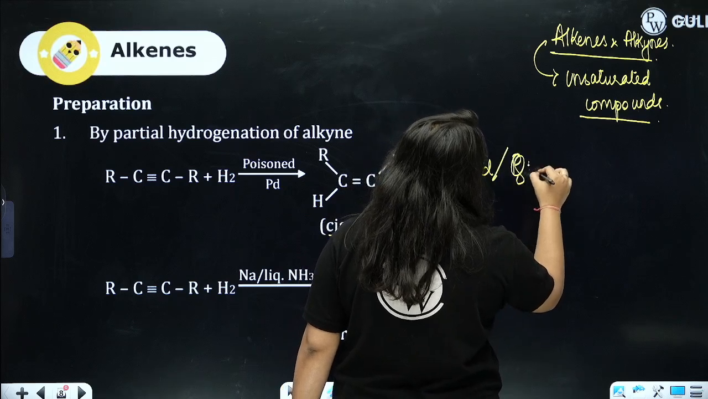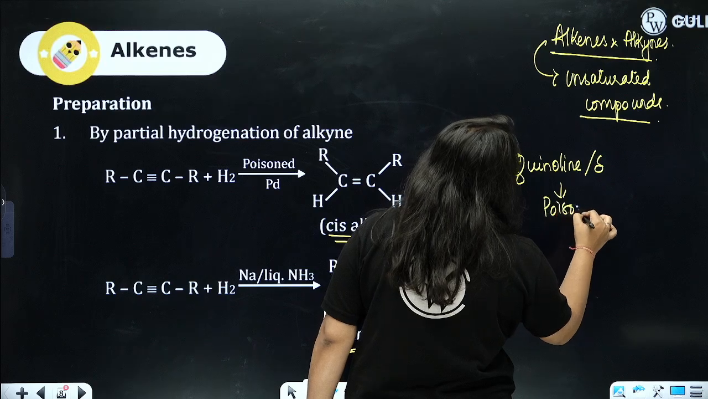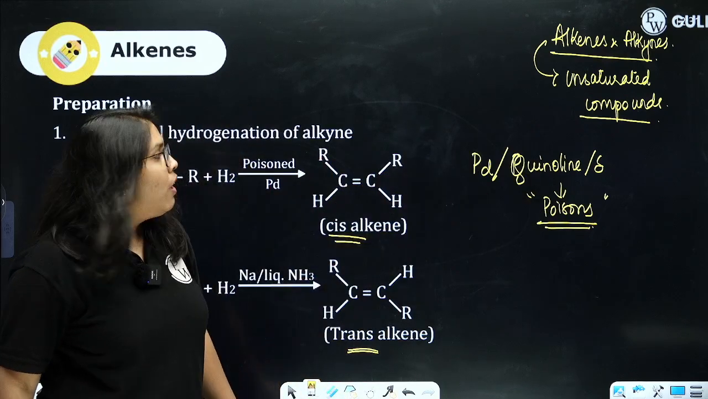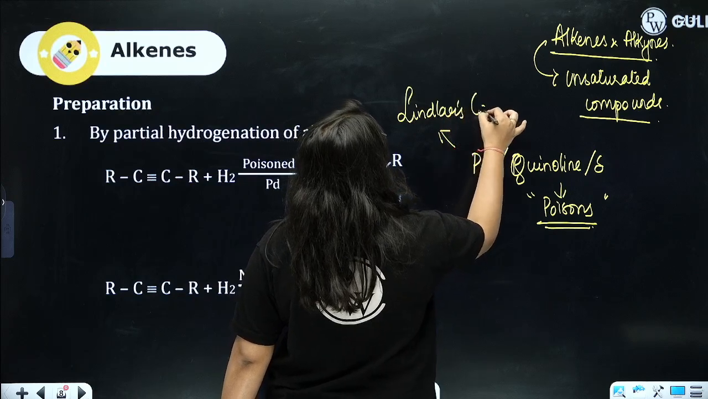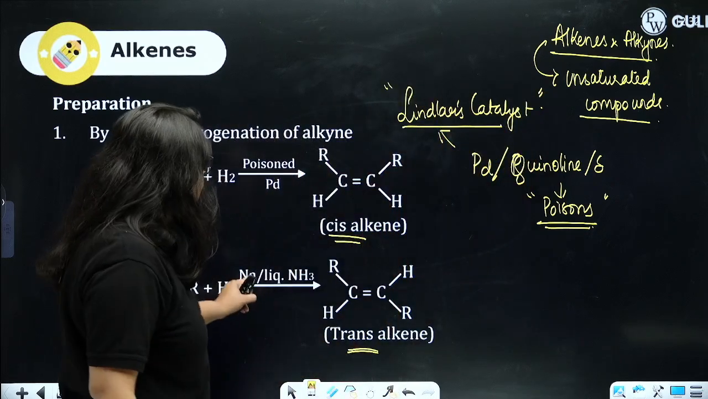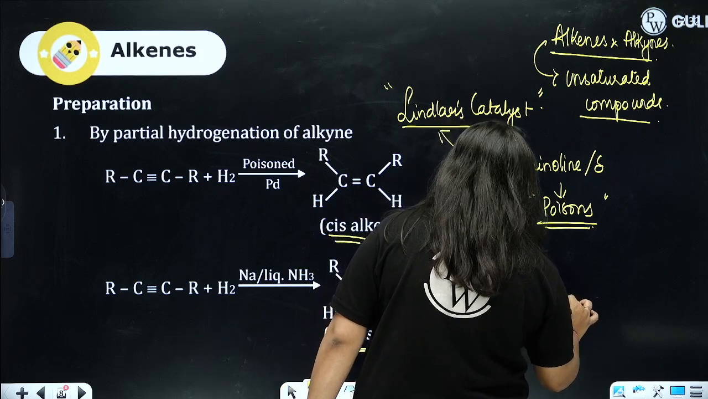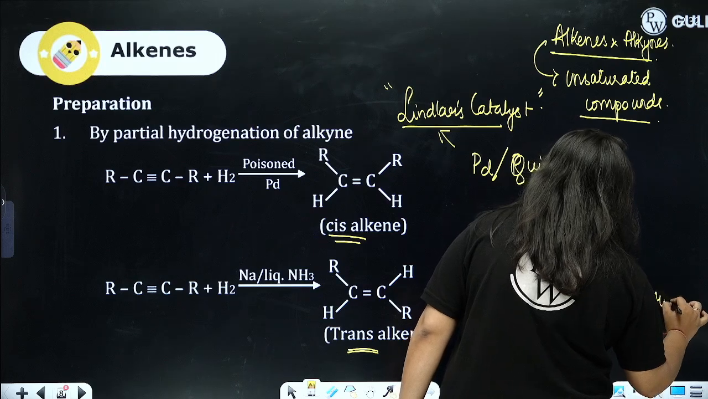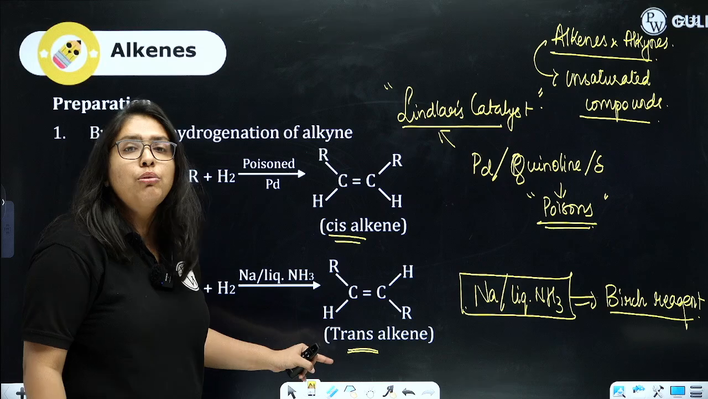Poisoned palladium. Poison can be quinoline or sulfur. These are the poisons. Why are we using poisons? So that the reaction stops at alkenes only and further hydrogenation does not take place. This is known as Lindlar's catalyst. And Lindlar's catalyst gives you cis alkene, whereas sodium in liquid ammonia, this is nothing but your Birch reagent. And this Birch reagent gives you trans alkene.